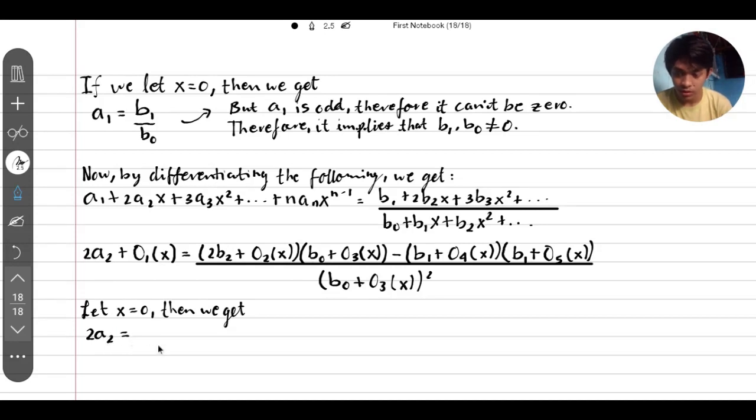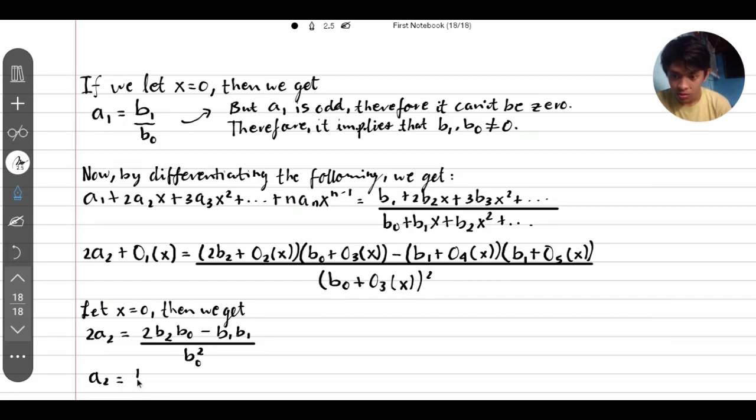2a sub 2 on the left hand side, and 2b sub 2 times b sub 0, minus b sub 1 times b sub 1, divided by the b sub 0 squared. So now that we have this, we can just simplify. So this is just a sub 2, and the first term will be b sub 2 all over b sub 0.